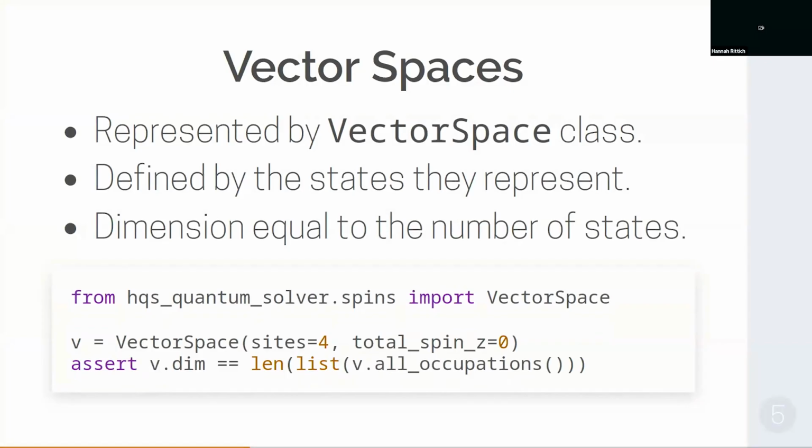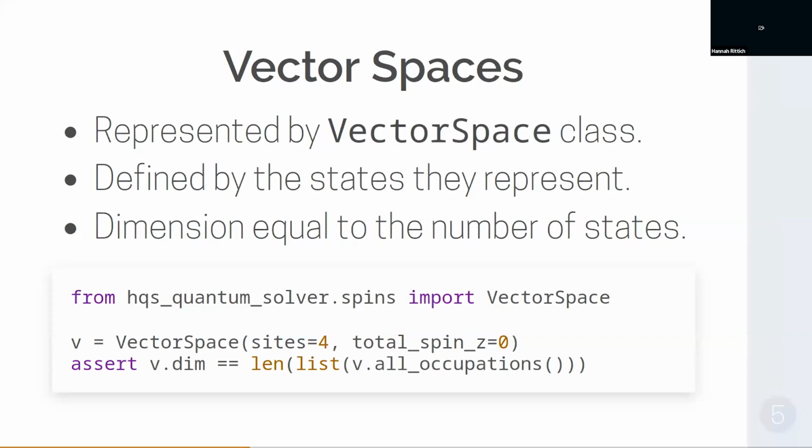So a vector space is defined by a vector space class in Python. And as you probably know, in quantum mechanics, we define the vector space by the quantum states that the vector space represents. Each state that the system can be in is assigned a dimension in the vector space. And that means that we're essentially defining the vector spaces in Quantum Solver by defining the states of the system.